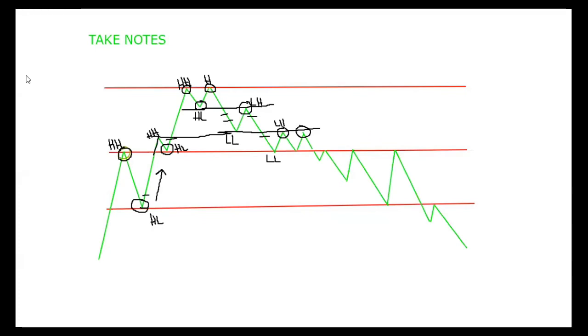And like Ghost just said, take notes. And the reason he said take notes, hold on. The reason he's saying take notes is because how we're explaining it is exactly how the market moves.